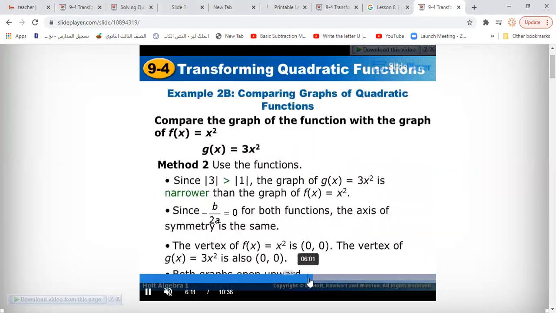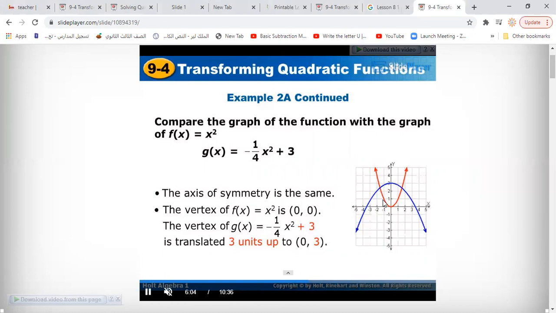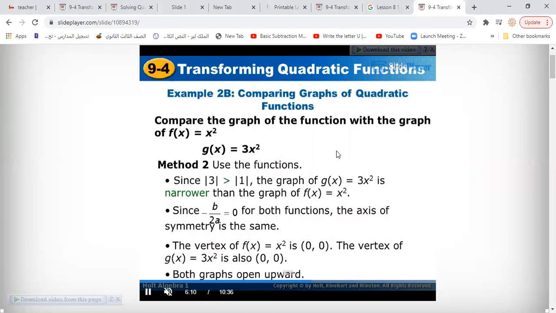So look at the parabola again. This was the original parabola, or the parent function. What happened to the second function? It's translated up 3 units.